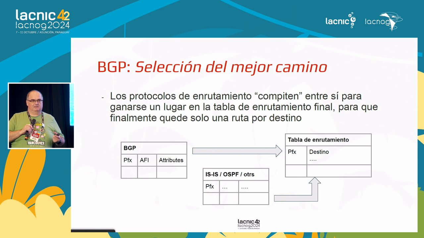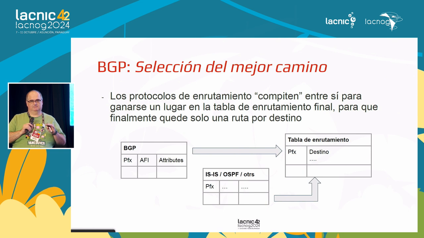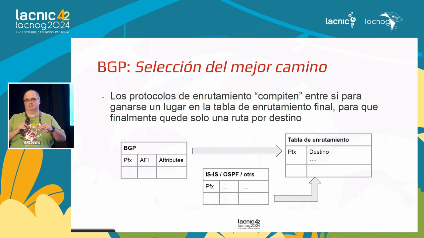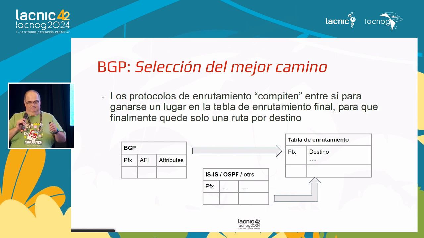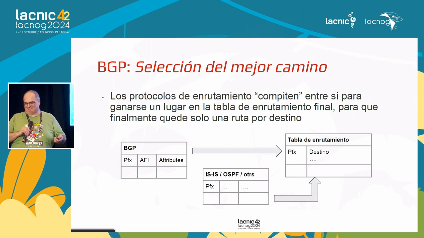But the 12th step is comparing the origin, the RPKI for the AS. So in other words, for each router, there are a set of protocols and reachability tables. In the case of BGP, it also has several tables. These compete in order to establish a route in the routing table. So when they reach the routing table, there'll be one route per destination. There are some exceptions to that, but imagine there is one route for each destination.